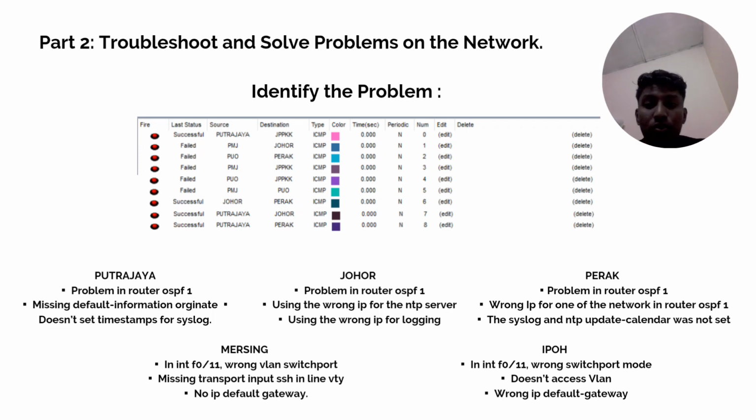So today I will explain about the troubleshoot and solve problems on the networks. So now we identify the problems, which are in Putrajaya, Mersing, Johor, Perak, and Ipoh.